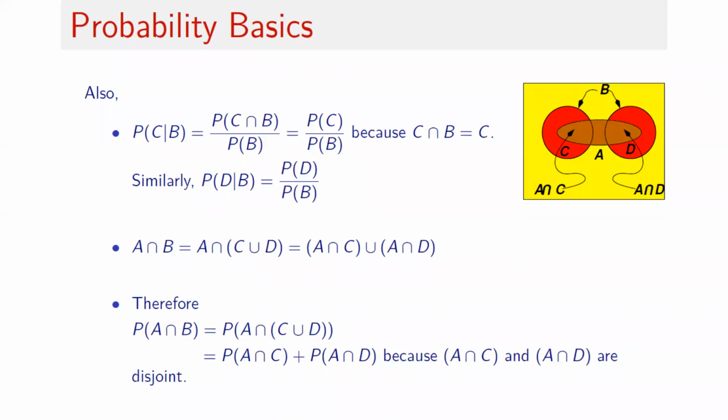So the probability of capital A intersection capital B is just the probability of the intersection of capital A with the union of C and D, which is just the probability of capital A intersection capital C plus the probability of capital A intersection D, due to that disjointness. So we have the last formula here.